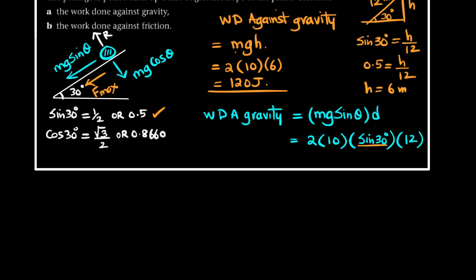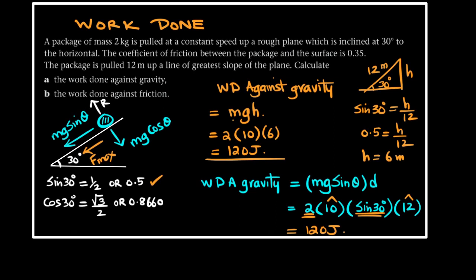We know that sine of 30 is half. This is 2. It cancels off. 10 multiplying with 12, that comes out to be 120 joules. That is how the work done against gravity is calculated. When you use the vertical height, you should use the weight as it is. When you use the distance along the plane, then the weight component along the plane is used.